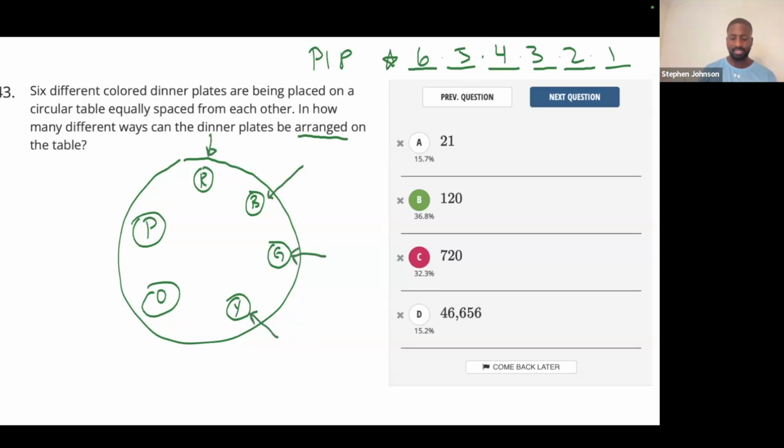So the difference here is when I'm looking at these 6 positions on the table, the first position only has 1 option, meaning I just choose a color and I place it there. Then everything after that is where the position matters, right? So then if I say, okay, I'm going to the right of wherever that first choice was, that second position has 5 options. That third position has 4 options. That fourth position has 3 options. That fifth position has 2 options. And then the sixth position only has 1 option.